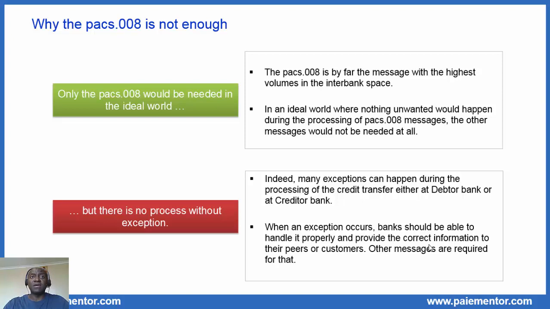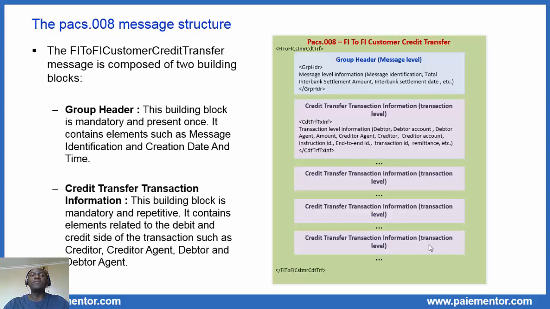When an exception occurs, banks should be able to handle it properly and provide the correct information to their payers or customers. The other messages in the interbank space are used for exception handling. Oh, the exceptions! Our lives in payments will be much easier without them. The PAX8 is used to move the money, but many other messages are needed to handle the exceptions. Now let's look at the PAX8 message structure.